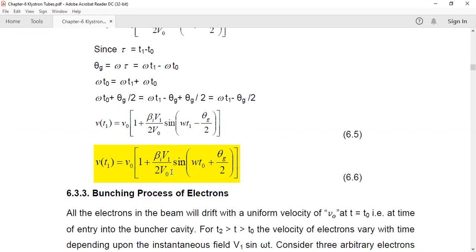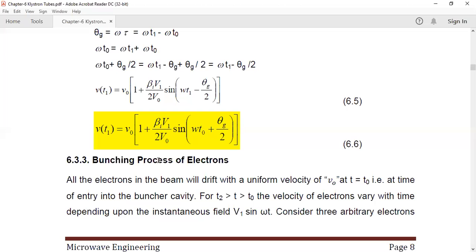So this is the equation for the velocity modulation. This equation is common for both two cavity klystron and reflex klystron. Next we are going to see the reflex klystron. Already I told you there are three topics here, very important. The first one is the limitations of conventional detectors at microwave frequencies. The second topic is the two cavity klystron, and the third one is the reflex klystron.